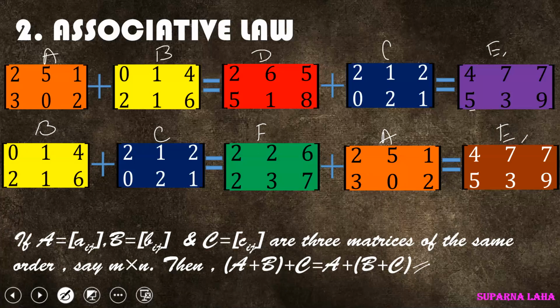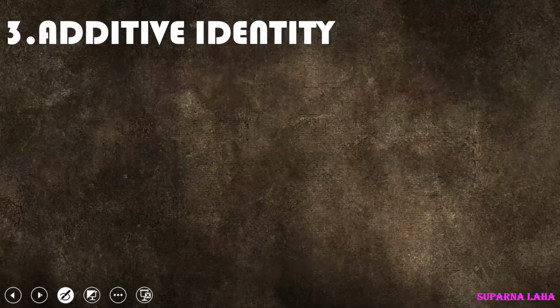You can take any order, with no restriction that it has to be a rectangular matrix or a square matrix. You can take any order, but they have to be the same order. So the associative law also holds for matrix addition. Next is additive identity.